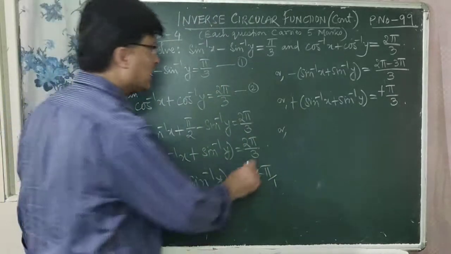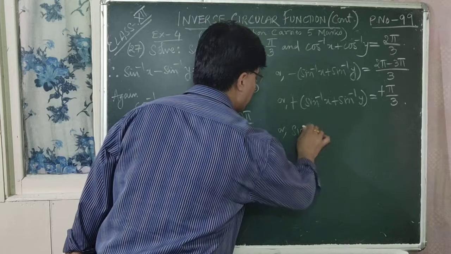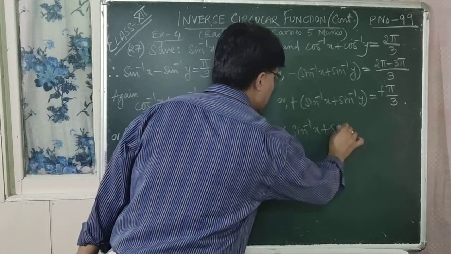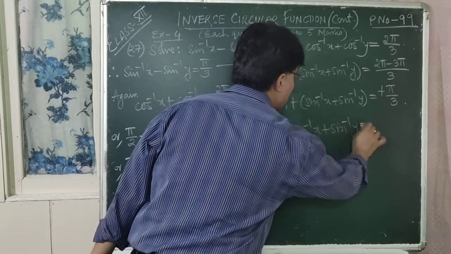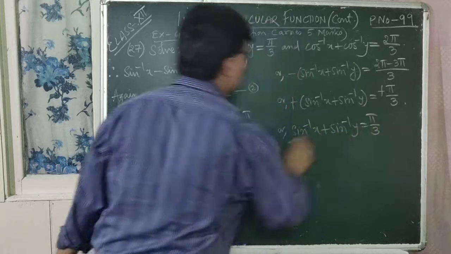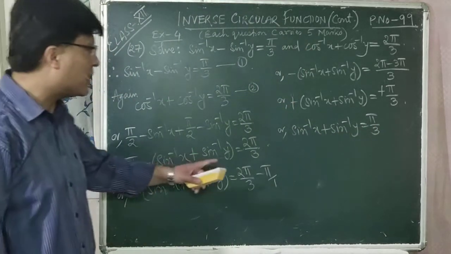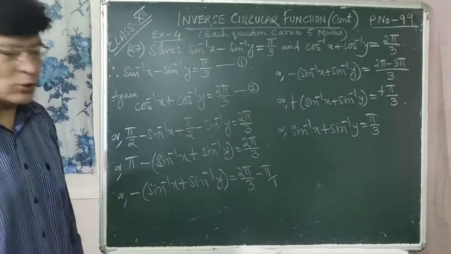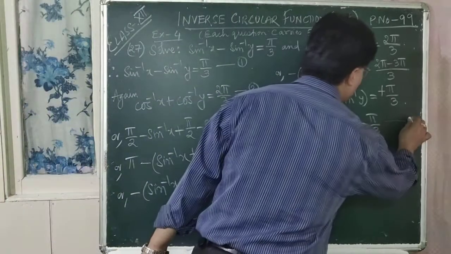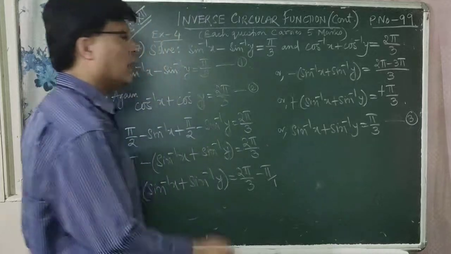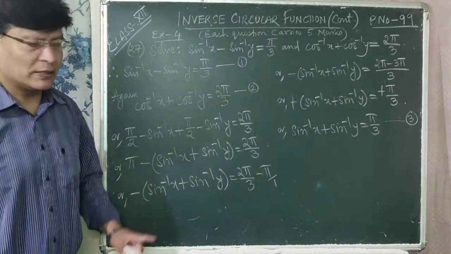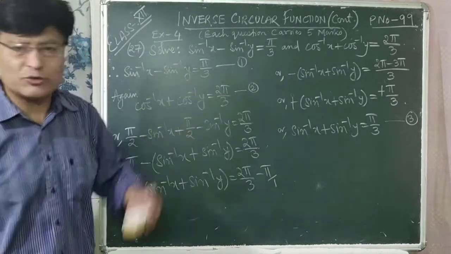So what do we get? It is sine inverse x plus sine inverse y is equal to pi by 3. This is the new equation that is derived from equation number 2. Let us mark it equation number 3. Now forget about equation 2. Let us solve equation 1 and equation 3.